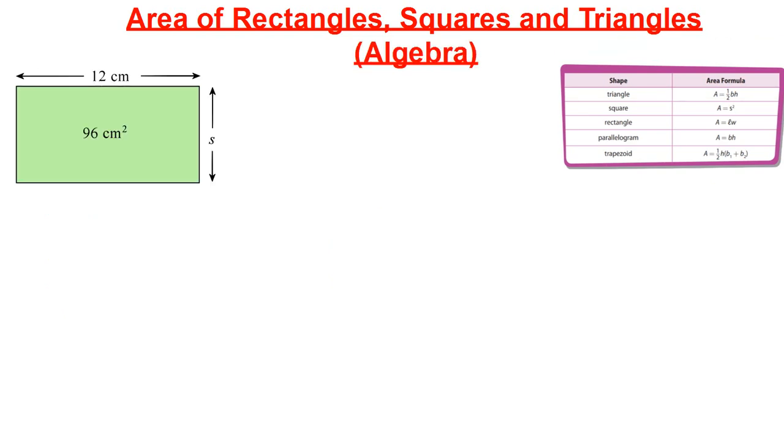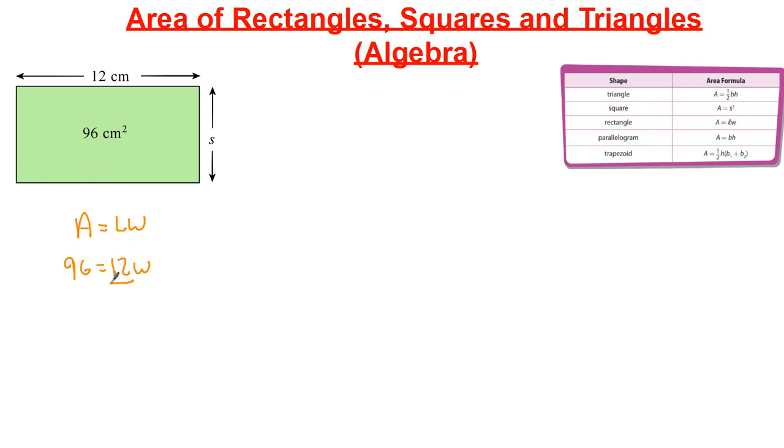The reason why I want you to write the formula is that you're going to have some problems such as this, where the area is given, but one of the sides is not given. So I'm going to go ahead and write my formula. Area is equal to length times width. I have my area, which is 96, and the length is 12. I need to figure out what the width is. So 12 times the number is equal to 96.